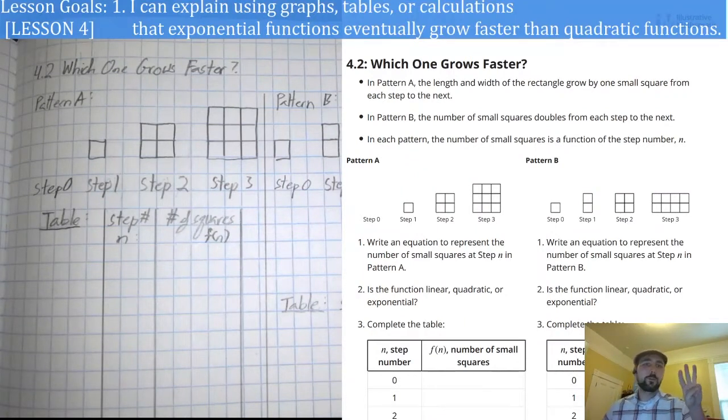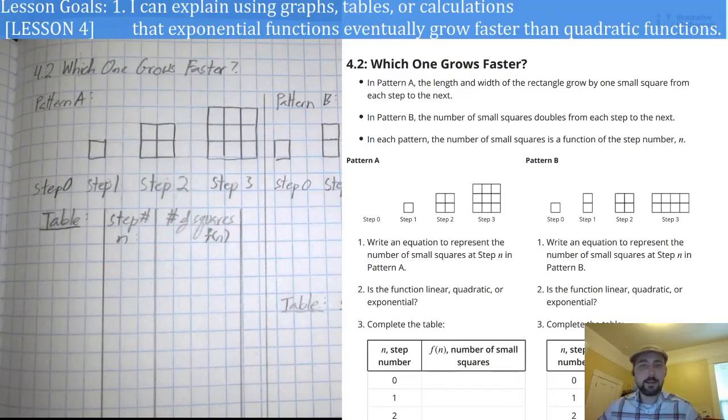So that third bullet point should remind you of what we did in lesson 3, right? Where we said the input was the step number and the output was the number of squares. This is that same thing, right? This tells us that we want to find a formula that gives us a relationship between the step number you're on and the total number of squares in that step. So that's where we're going with that.